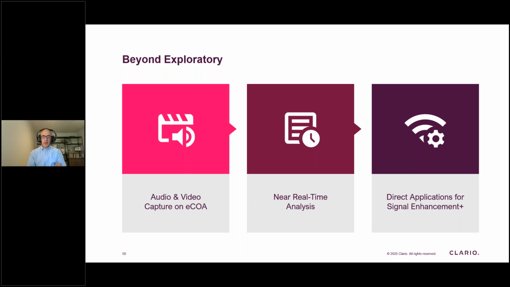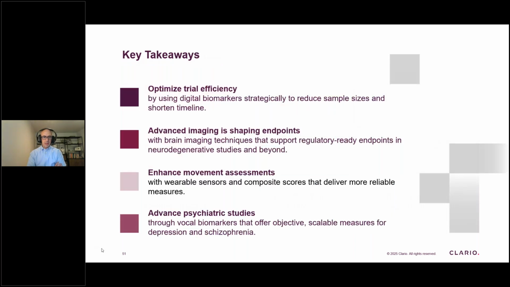So on that note, I think I'm going to stop. I think there's a wrap-up slide on the next panel. So key takeaways from today, I think from all of us here. First, we believe that we can optimize trial efficiency by using digital biomarkers strategically. Improving effect sizes in psychiatry or in neurology with these tools will reduce sample size and shorten study timelines.